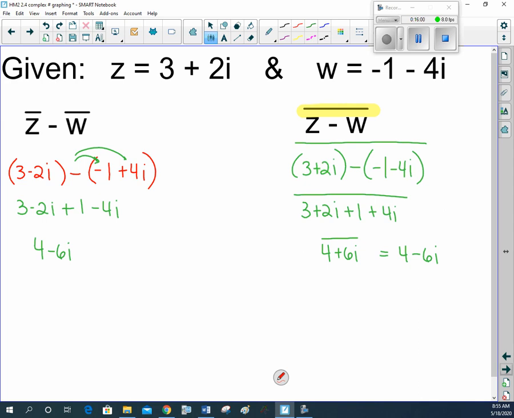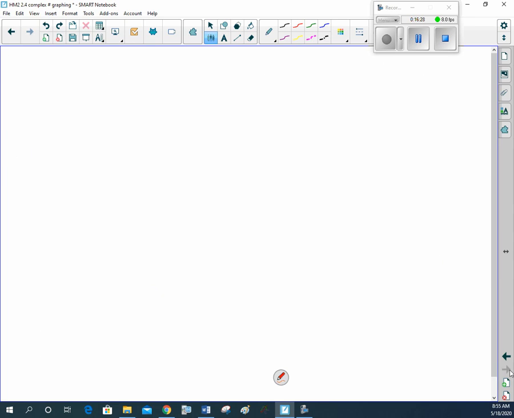Notice, same answer. So basically what they're saying is you could do the conjugate individually first and subtract them, or you could do what we did over here, and subtract first and then take the conjugate. So you're going to get the same answer both ways. Okay, we're done.